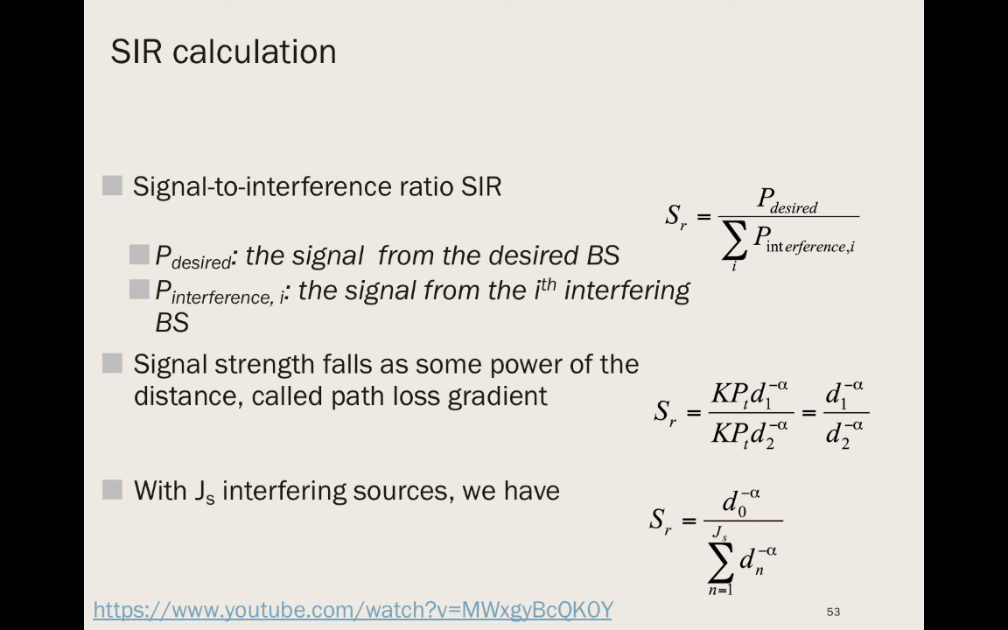SIR, or signal to interference ratio, is another important factor we need to calculate in wireless communication. The information is given here. These are the formulas you need to calculate it. If you need more information on how to do it, there's a YouTube link here and you can follow that.